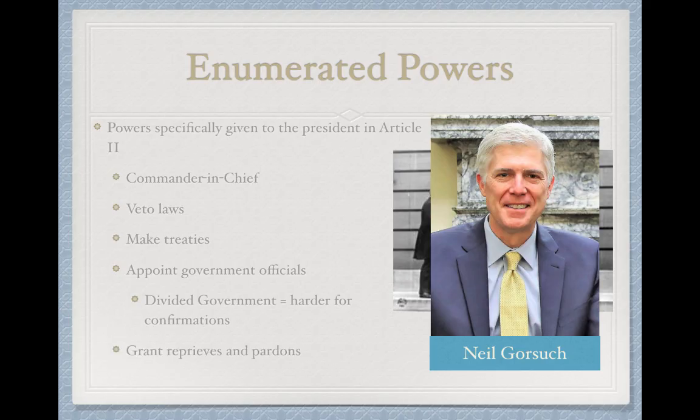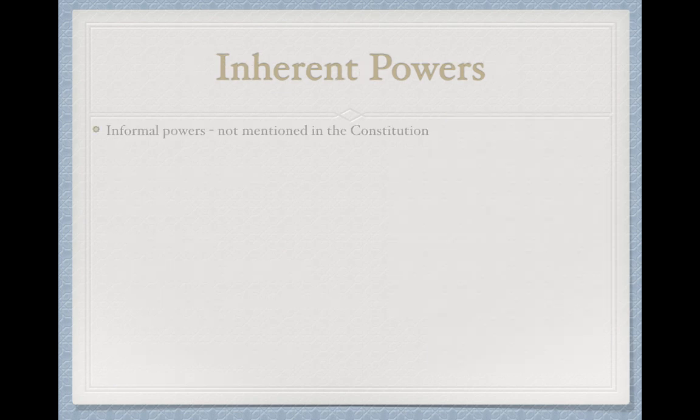The president could also grant reprieves and pardons if they think somebody was improperly convicted of a crime or too harshly punished. And they can also appoint ambassadors to other countries. Now, again, enumerated powers are those that are specifically listed. Inherent powers are informal powers, and these are not mentioned in the Constitution.